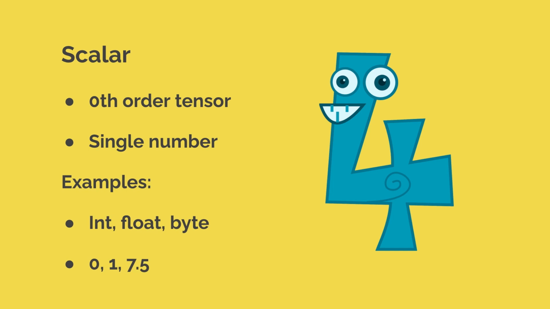Some concrete examples are numbers like 0, 1, 7.5, 7.45. You get the idea. Whenever we refer to a scalar in machine learning, we're talking about a number.